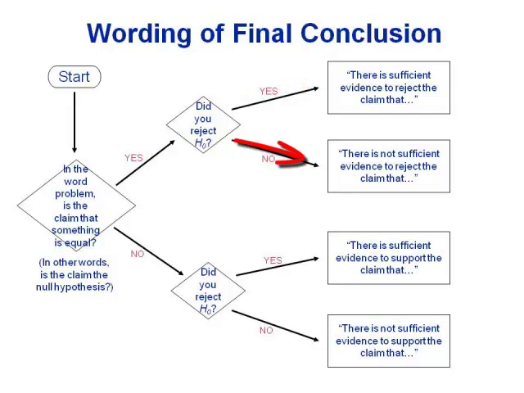Now, on the other hand, if my claim was not in the null, if it was the alternative, then if I rejected the null, I say there's sufficient evidence to support, and if I did not, then there's not sufficient evidence to support. So notice that when your claim is the null, you're always talking about rejecting or not rejecting, and if your claim is the alternative, if it's H1, then you're always talking about supporting or failing to support.